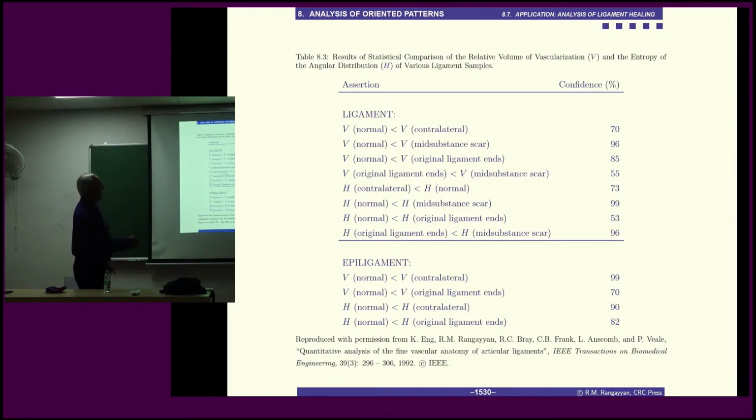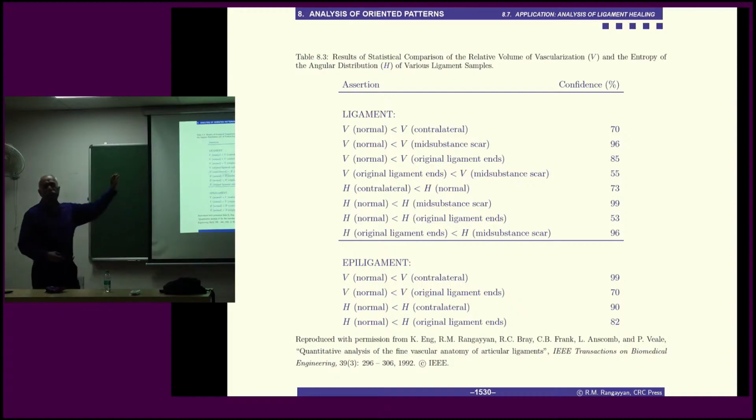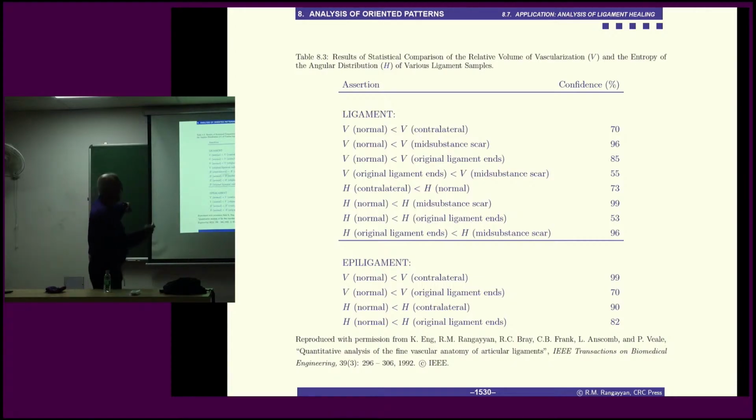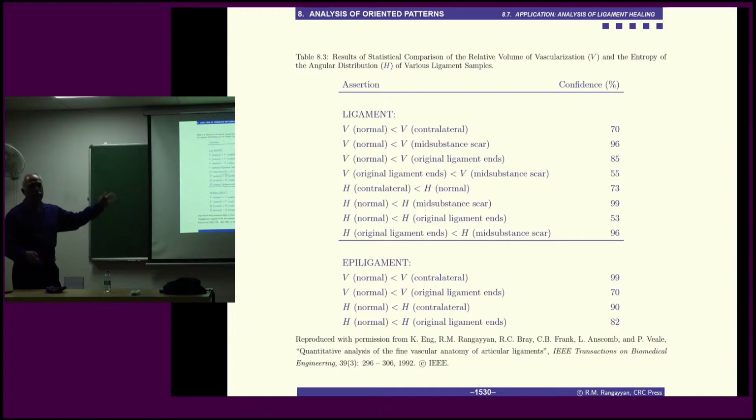So there is an effect on the other side with a confidence of 70%. Normal, less than mid-substance scar, high, 96% confidence. So he chose to do statistical analysis in this manner, and so on. Compared to the epiligament, that is the layer outside the central core ligament, normal is less than volume of vascularization, less than contralateral is 99%, less than original ligament and 70%, and H is entropy. Entropy of normal less than mid-substance scar, 99%. So very clear. And there are a few others.